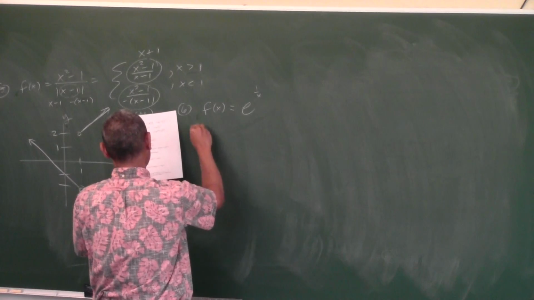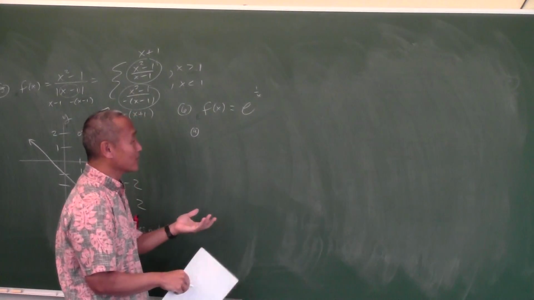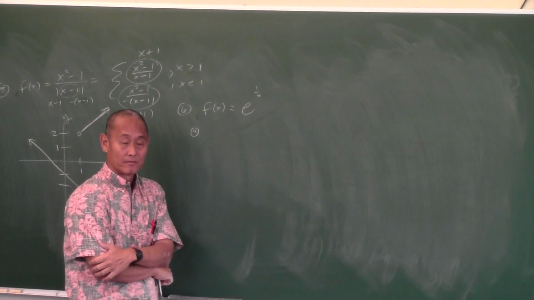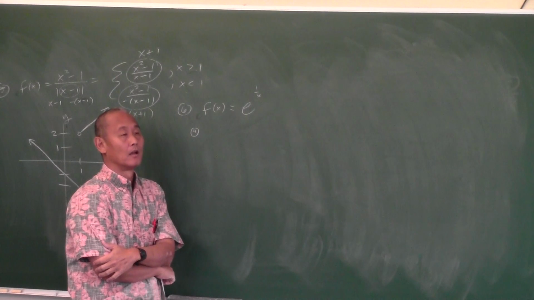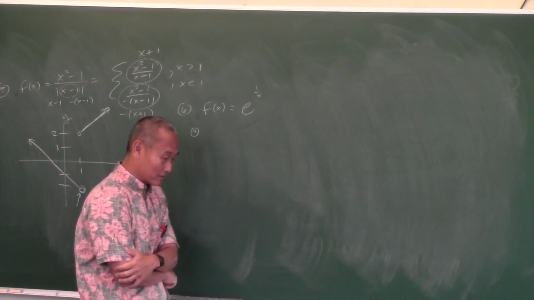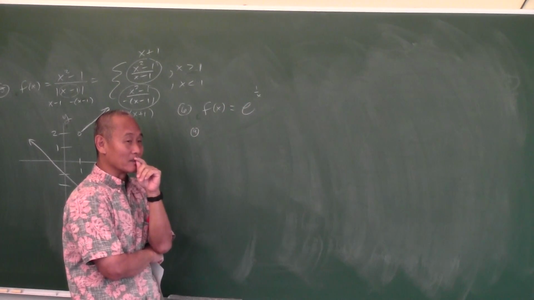Okay, A, what is the limit as x approaches 0 from the left? So probably the best thing to do here is plug in a number very close to 0 on the left. Like negative 0.00000001. What is 1 over negative 0.00000001?